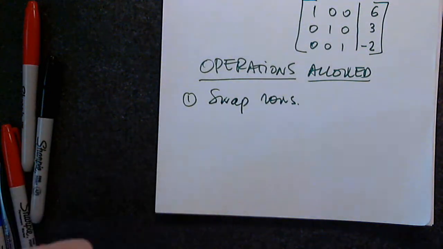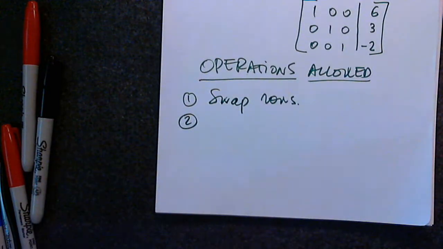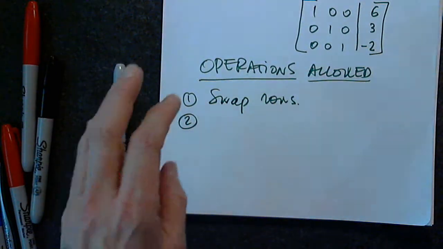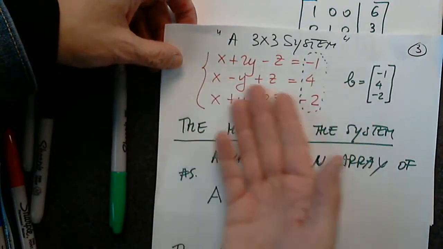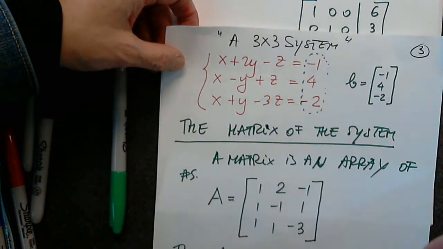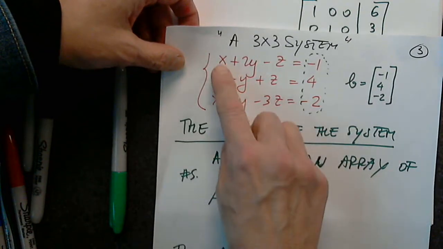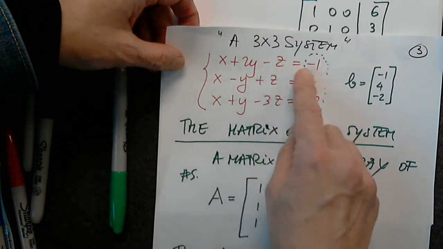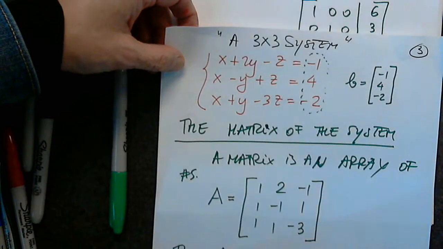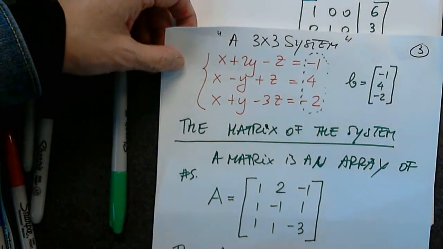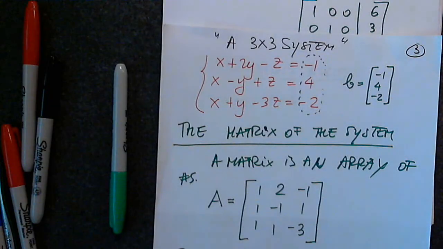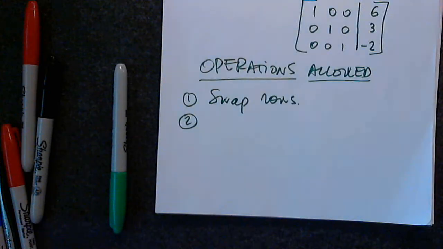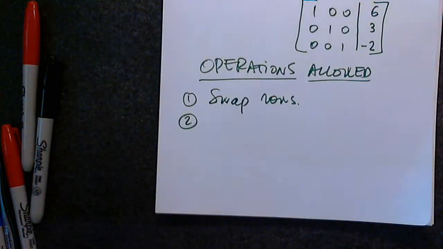Okay. The second operation that is allowed is this. Let's suppose I would like to multiply or divide any of these equations by 5. So I have 5x plus 10y minus 5z equals -5. And am I allowed to do that? Will that operation of multiplying or dividing both sides by a non-zero number change the solution? Okay? So that's the second operation. Multiply or divide.